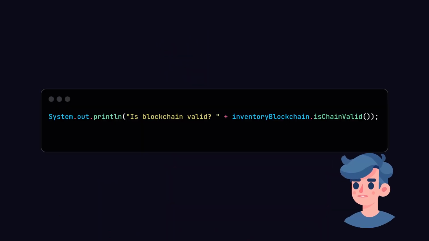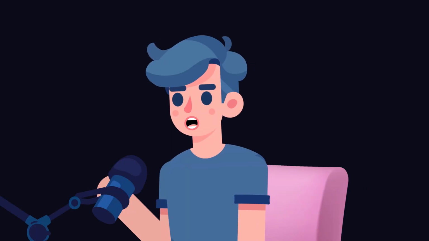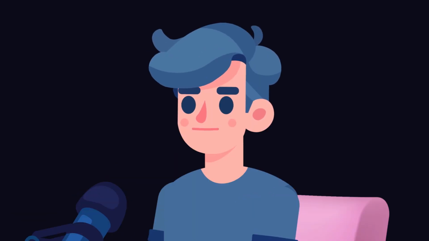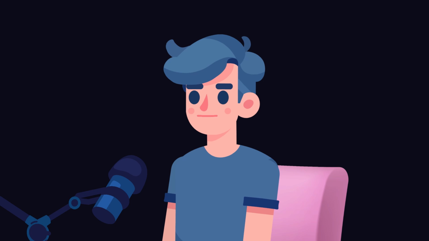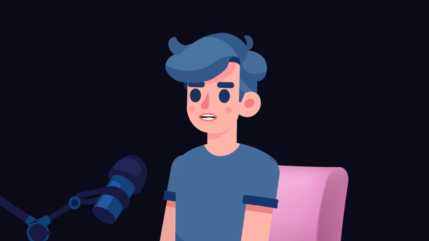Let's create a small demonstration in our main class to test this new feature. We'll add a validity check after the inventory items have been added. Save the changes and run the main method again. You should see a confirmation message stating that our blockchain is indeed valid. If we were to alter a field in any of our blocks, it would instantly result in an invalid chain verification when rechecked.